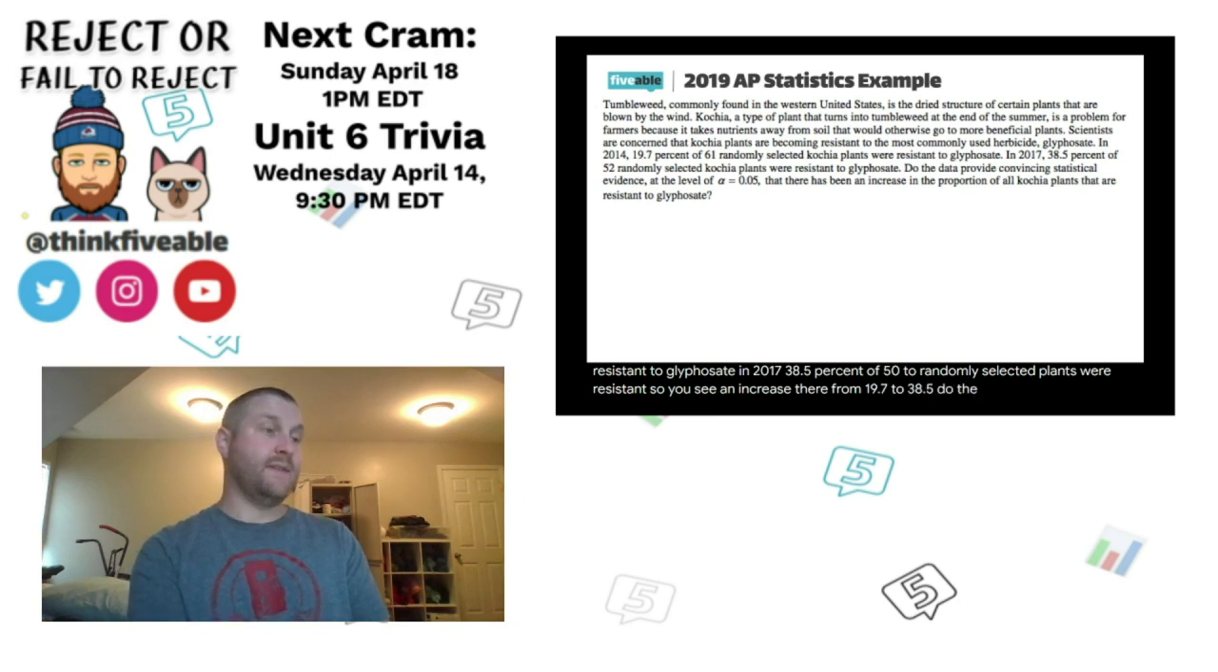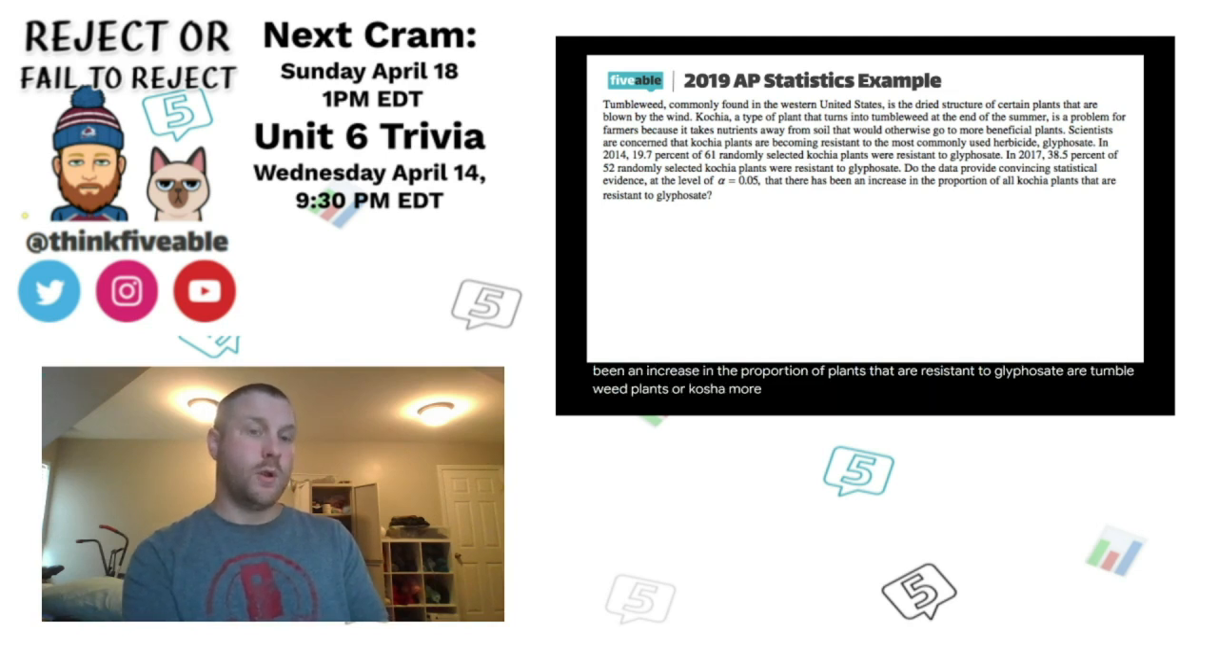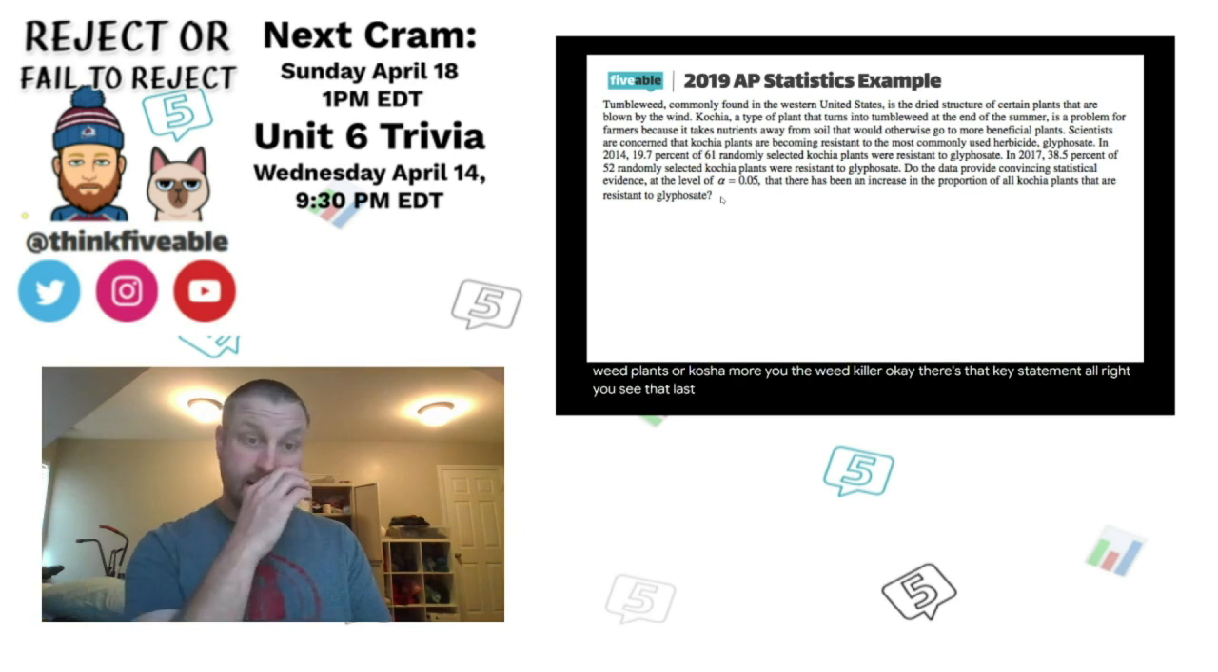Do the data give convincing statistical evidence at the level of 0.05, so our standard significance level, that there has been an increase in the proportion of plants that are resistant to glyphosate? Are tumbleweed plants or kochia more resistant to the weed killer? Okay, there's that key statement. All right, you see that last sentence?